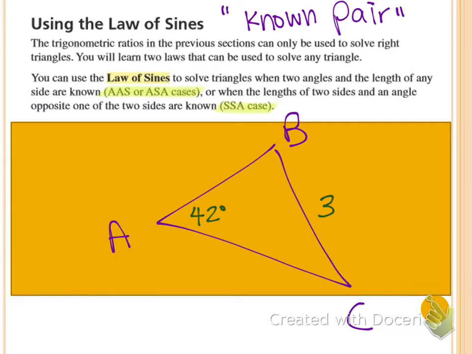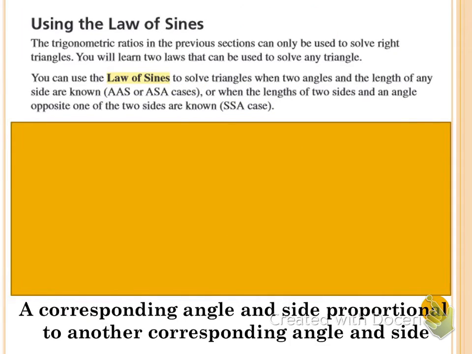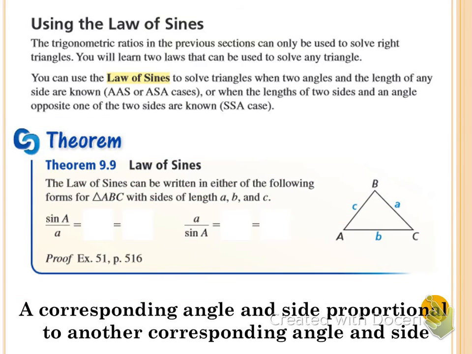Use the law of sine. That's literally the only way to say a known pair. But again, if angle C was 70 degrees and you knew that this side was 24, you're looking for a side and the angle it's across from to use the law of sine. Okay, a side and an angle is a known pair. All right, so a corresponding angle and side, we're going to set it proportional to another corresponding angle and side.